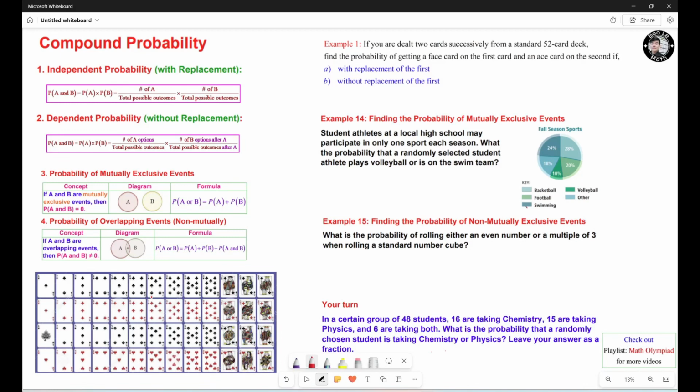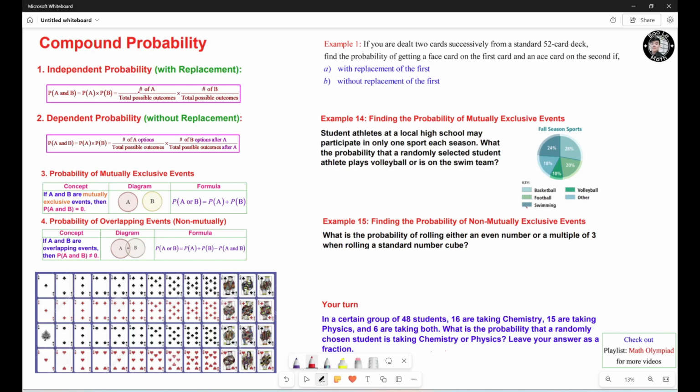Hello everyone, in this video we're going to learn about compound probability. First we're going to talk about independent probability. With independent probability, the first event does not impact the outcome of the second event. So probability of A and B equals probability of A times probability of B.